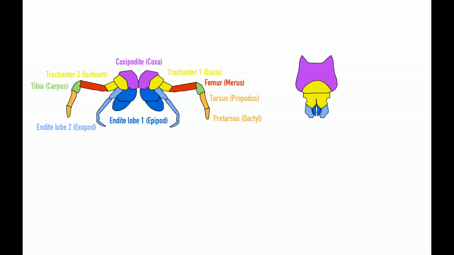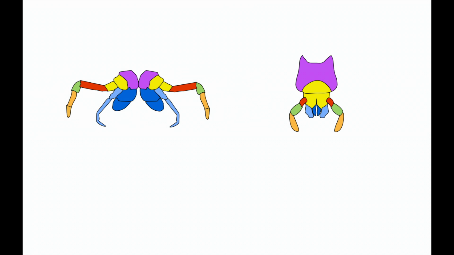The endite lobes became sensory structures that could taste, similar to our tongue. Because of this, sensory structures on the palps were not as important, and so the tarsal segments could be reduced to one tarsal segment, and it is of similar size to the femur and tibia.